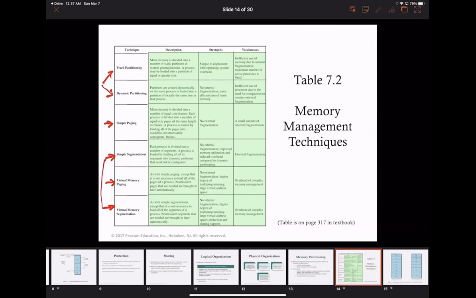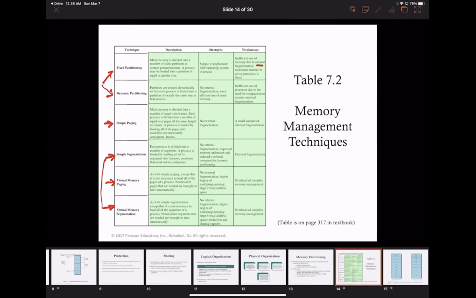For fixed partitioning, this is a way of optimizing the usage of the main memory in a way that main memory is divided into a number of fixed size partitions, and they are divided at the system generation time. A process may be loaded into a partition of equal or greater size. The strength of this fixed partitioning method is that it is simple to implement. It is commonly used in many operating systems in the old ages, and it needs little operating system overhead. However, it suffers from insufficient use of memory due to internal fragmentation.